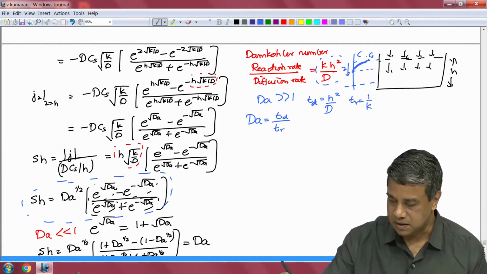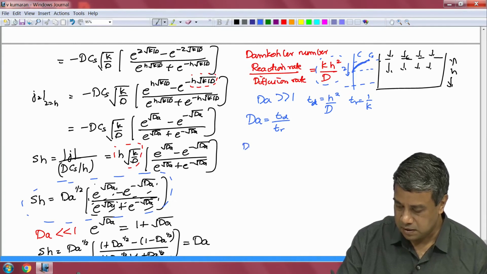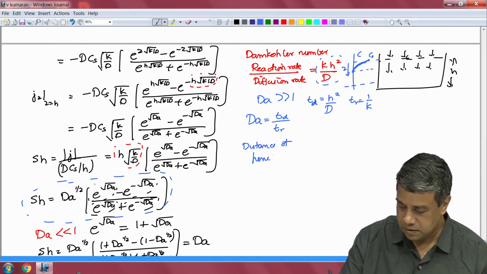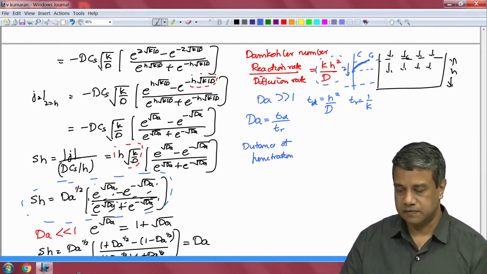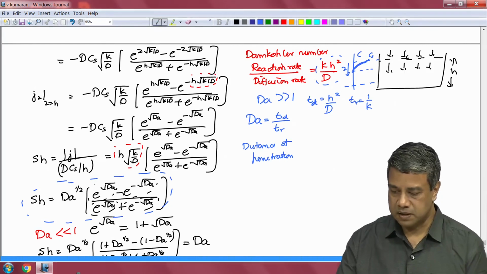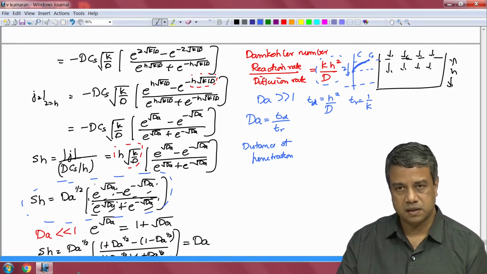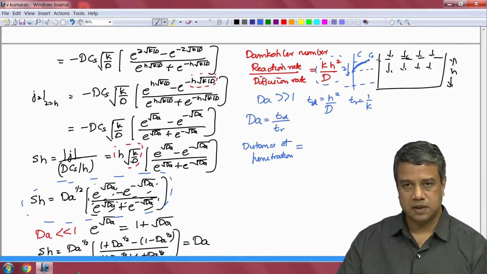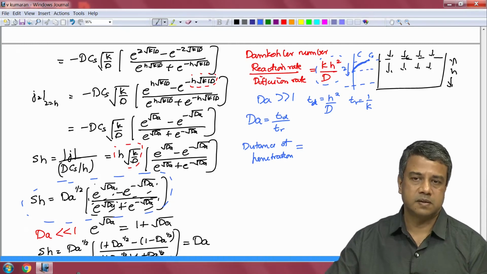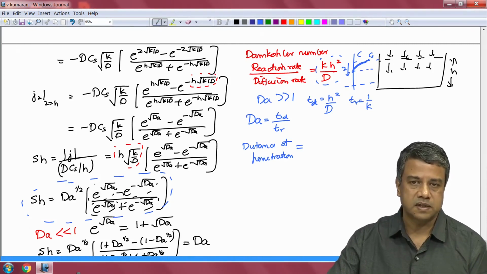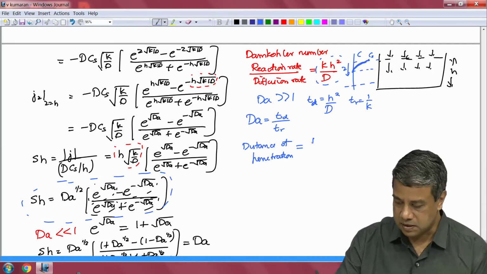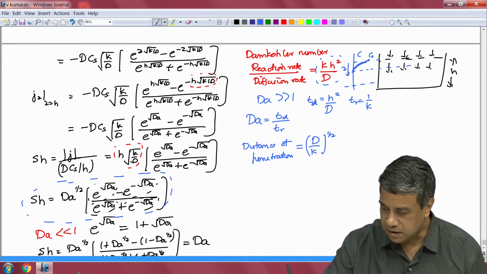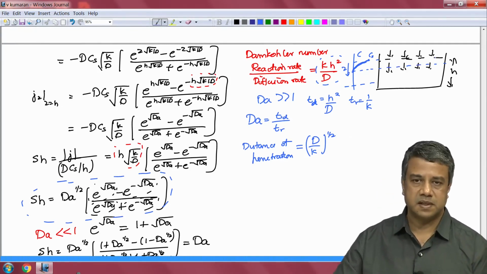just from dimensional analysis, is going to be the distance of penetration of the concentration field, for the case where the Damkohler number is large, so that the reaction time is much smaller. It can depend only upon k and D, it cannot depend upon h, because h is much smaller than the distance to which it diffuses, and just from dimensional analysis this distance has to be D by k to the half. So, there will be a thin region here where diffusion takes place.